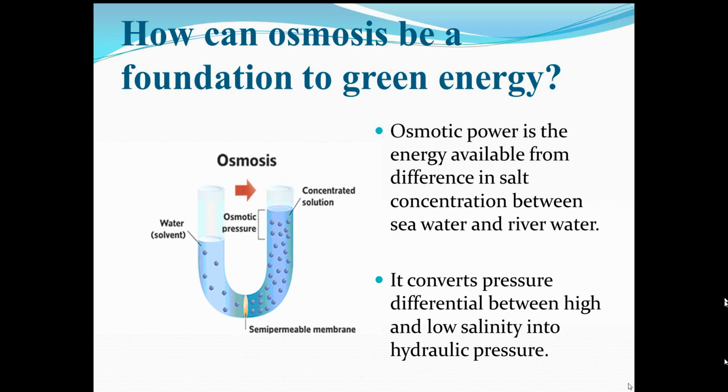Now I have already discussed that the water molecules move from a less concentrated solution to a more concentrated solution. So in this U-tube you have water flowing from the left tube to the right tube, thereby increasing the height of the concentrated solution. So the osmotic power is the energy available from the difference in the salt concentration between the sea and the river water. Now for that matter, we can consider over here water as the fresh water, and the concentrated solution can be a salt solution, which can represent the sea water.